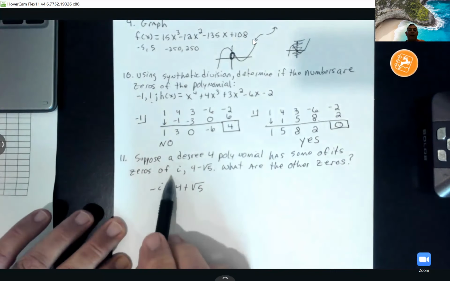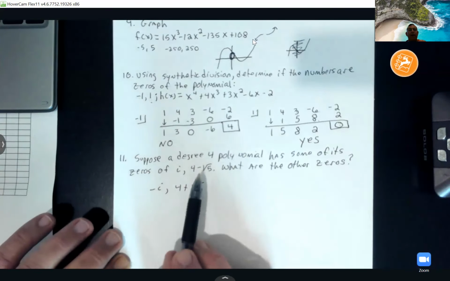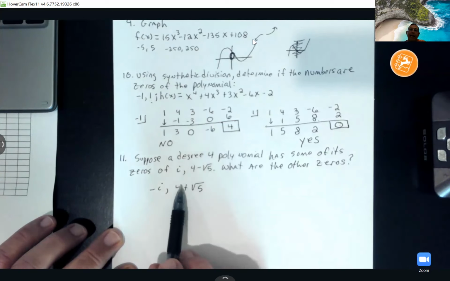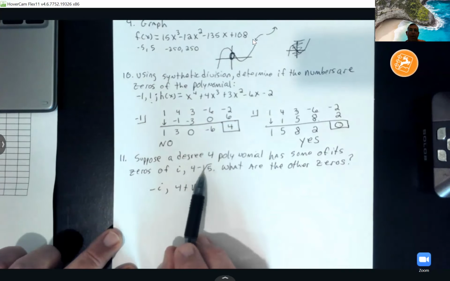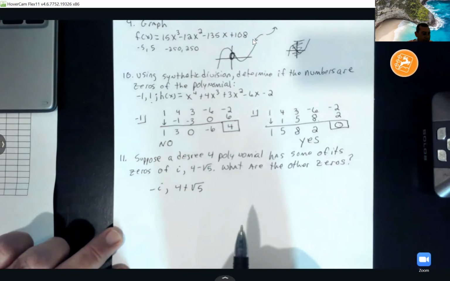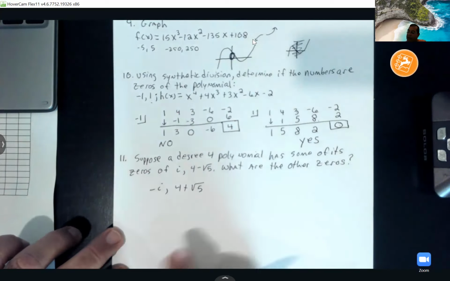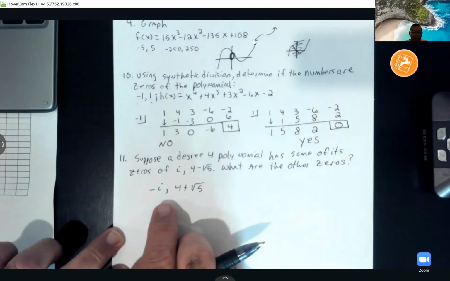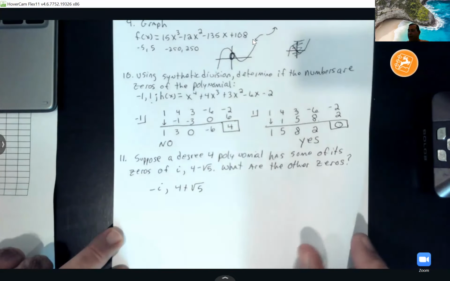Good, the i's come in conjugate pairs. So positive I, negative I. The radical parts come in conjugate pairs. Now notice, we didn't change the sign of the 4. We only changed the sign of the radical part, okay? All right, so that's the trick on that, and is to realize these always come in conjugate pairs. Because knowing this is going to help us on number 12, okay?